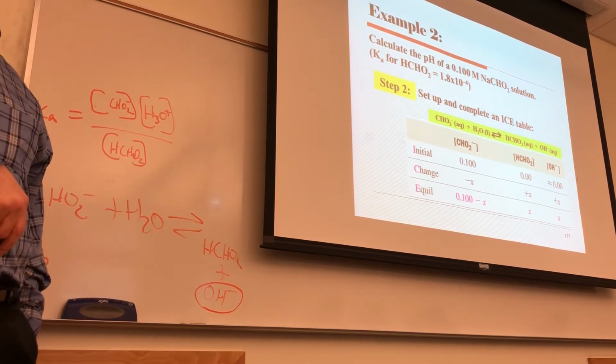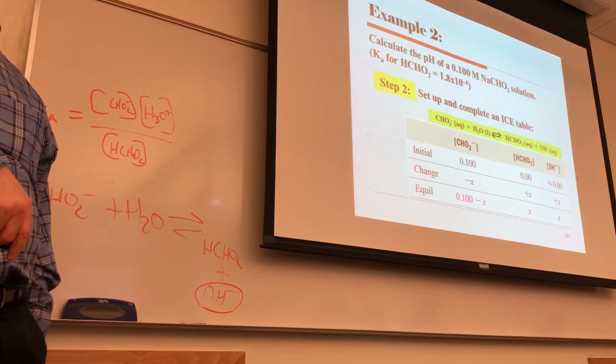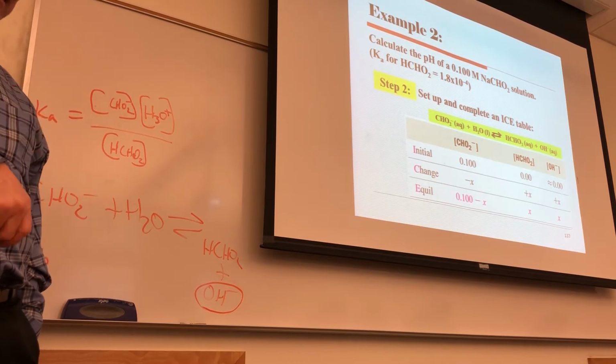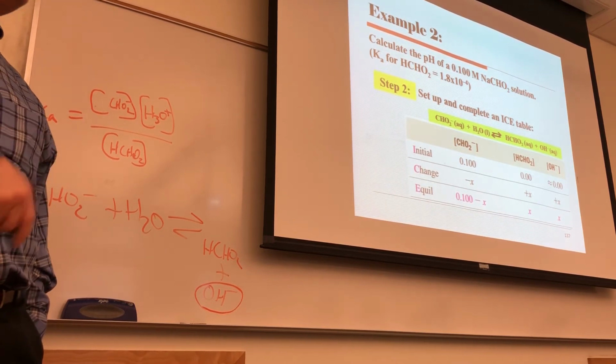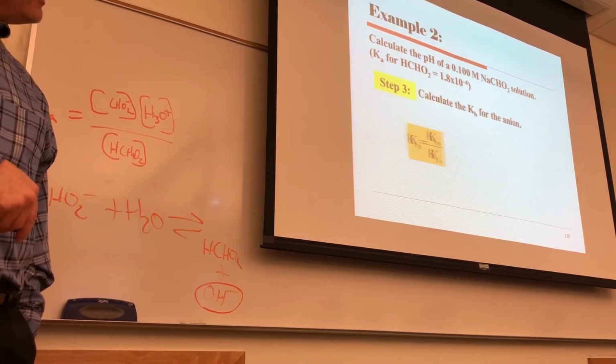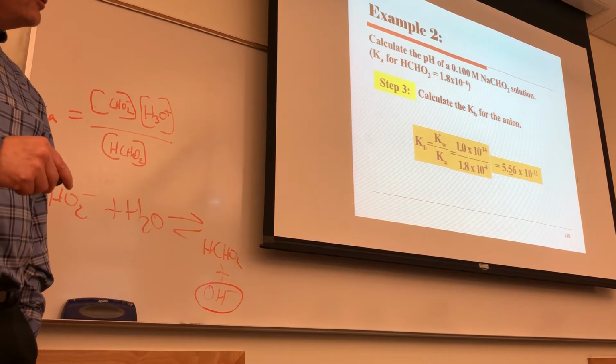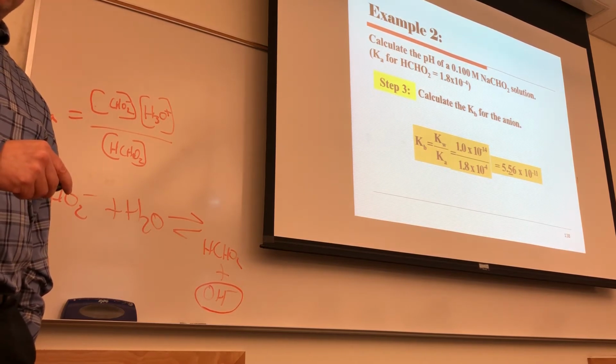The approximation method, I think we called it, right? So I end up with x squared over 0.1 equals my K, not my Ka. Some of you will make that mistake with Ka, but this isn't Ka because you're solving for a base. Right. So it's Kb. So step 3, calculate the Kb. We did that. That's pretty simple, assuming you knew to do that.